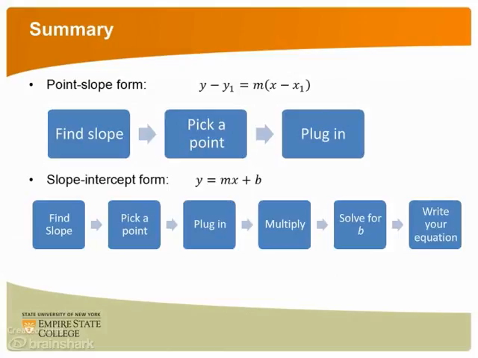The slope-intercept form provides the slope and the value of the y-intercept, or where the line crosses the y-axis. This format is very useful for graphing the line. To find the slope-intercept form, find the slope, find the coordinates of a point on the line, plug in, multiply the slope by the x value, solve for b, then write your equation.